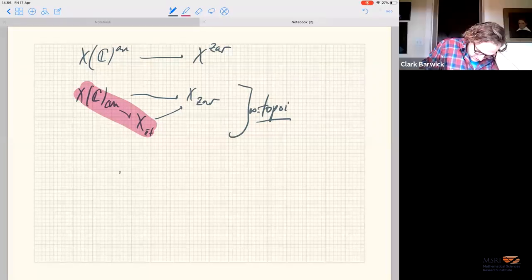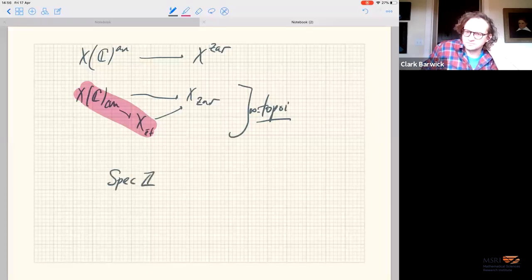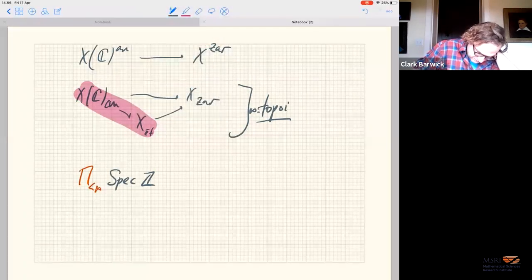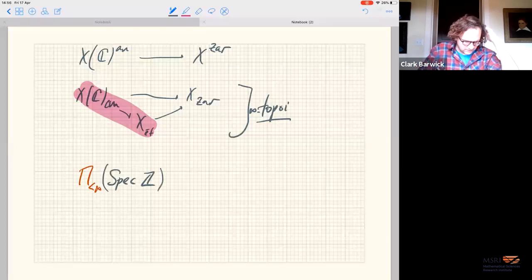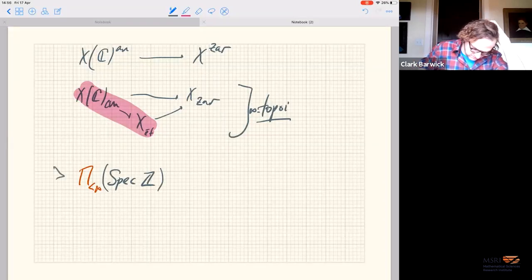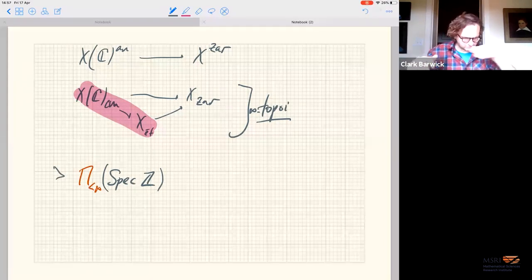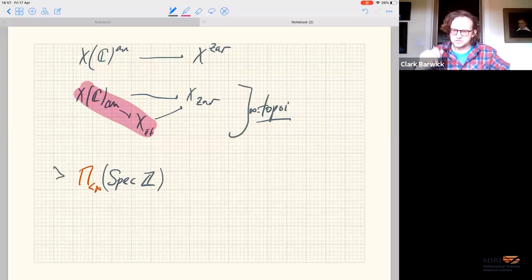So you wanted to look at Spec Z. Let's have a look here. I'm going to look again at the pro-truncated version of this thing. This is a good example. You might think, Spec Z, that's a very exciting scheme. It's got all this arithmetic action happening. There must be some really interesting things to say about this. It must be very creative, but unfortunately it's just zero. It's completely contractible.